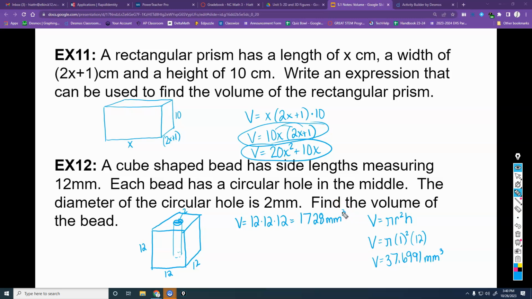So to find the volume of this bead, we would need to subtract these two because that hole is cut out of the bead. So we would do 1728 minus 37.6991. And that would give us 1690 point, I'm just going to round that to a 3 right there. And that is cubic millimeters for that. So that would be our answer for this last problem.